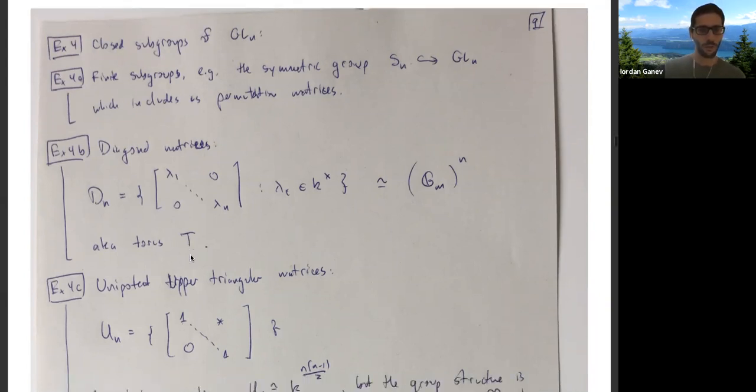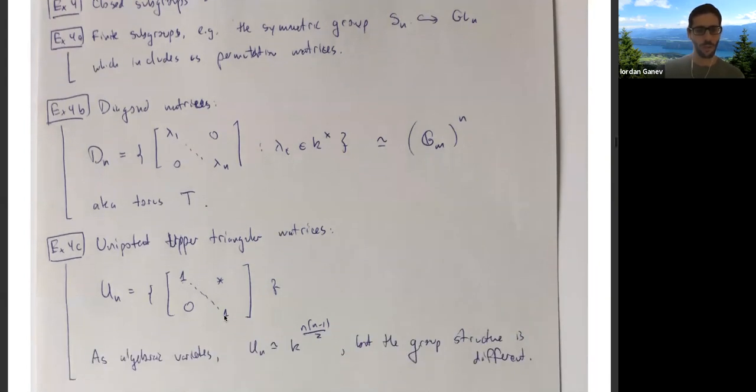Then we have the unipotent upper triangular matrices. So we have ones along the diagonal, anything we want above the diagonal, and zeros below the diagonal. These are unipotent. Unipotent refers to the fact that the eigenvalues are all 1. So this is a subgroup. It's not a normal subgroup, but it's a subgroup.